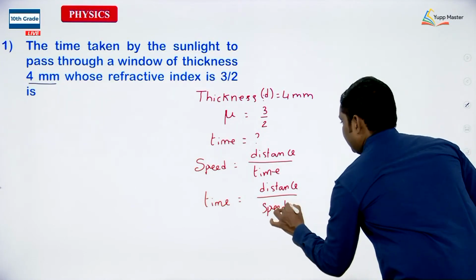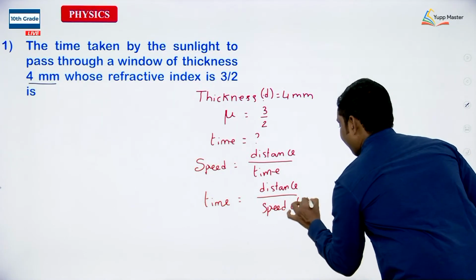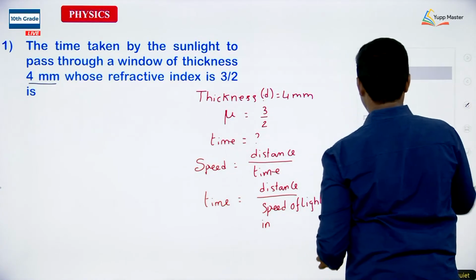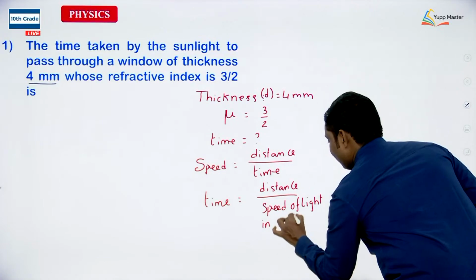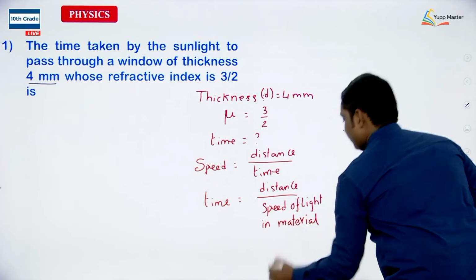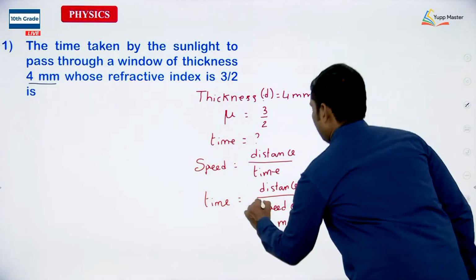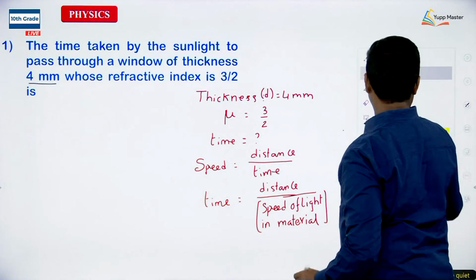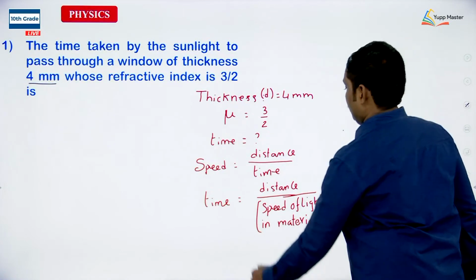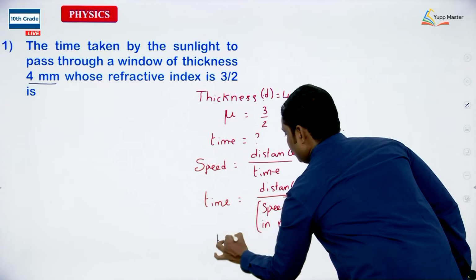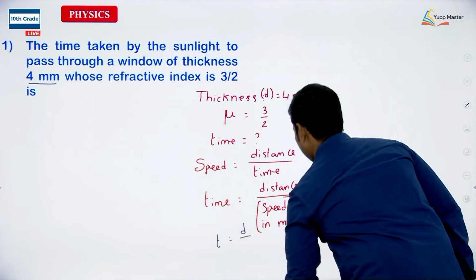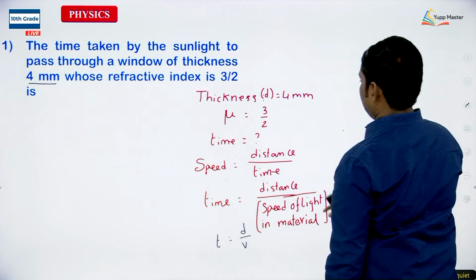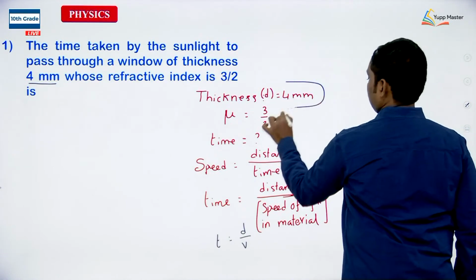Yeah, speed of light in material, that is very clear. Now, you have to follow this one. This is the case. Therefore, t is equal to d by v, where v is the speed of light in that material. You are going to solve this problem.